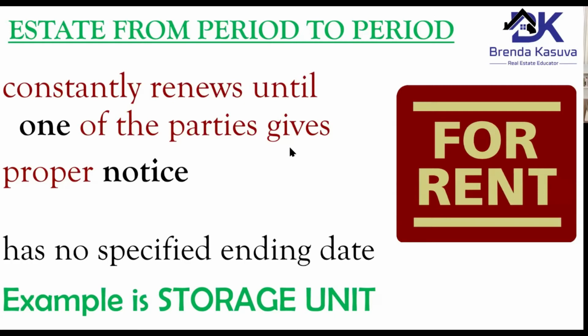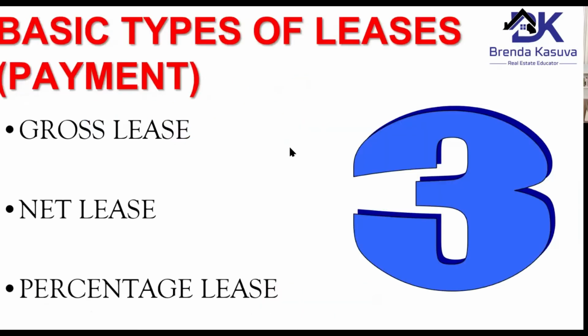So, an estate for sufferance: the contract has ended or the lease has ended, but that person is still staying, a deadbeat tenant. And as you said, that's the easiest one. Correct. And then we have these payments: gross lease, net lease, and percentage lease.